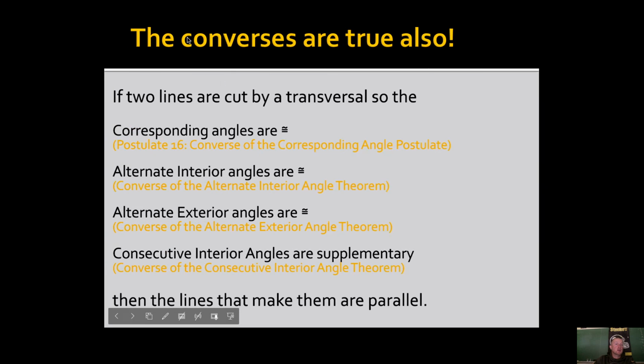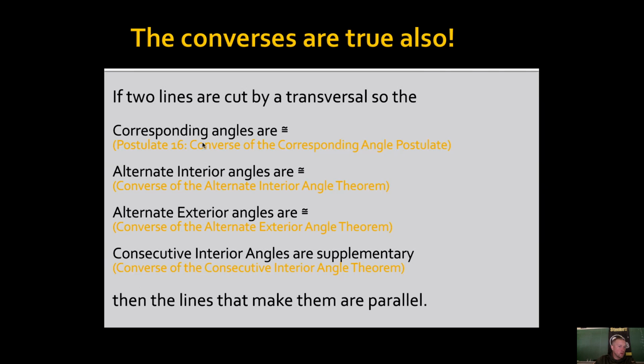In this section, you're going to see that the converses are true also. So, if two lines are cut by a transversal so that the corresponding angles are congruent, then the lines that make them are parallel. That's called the converse of the corresponding angle postulate. It's postulate 16.